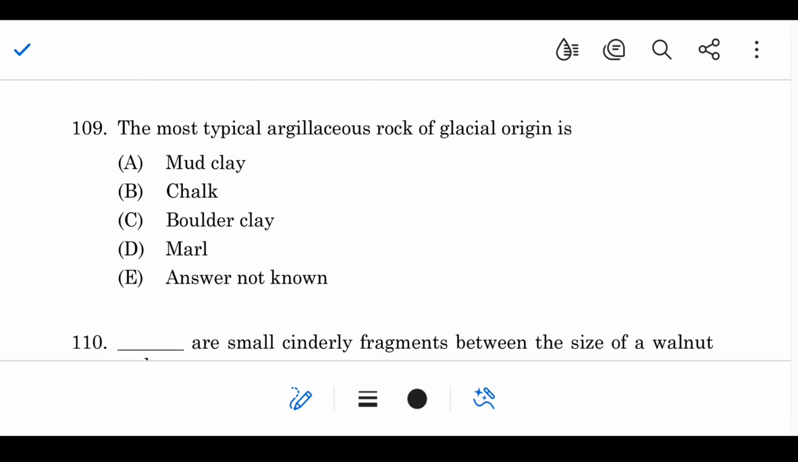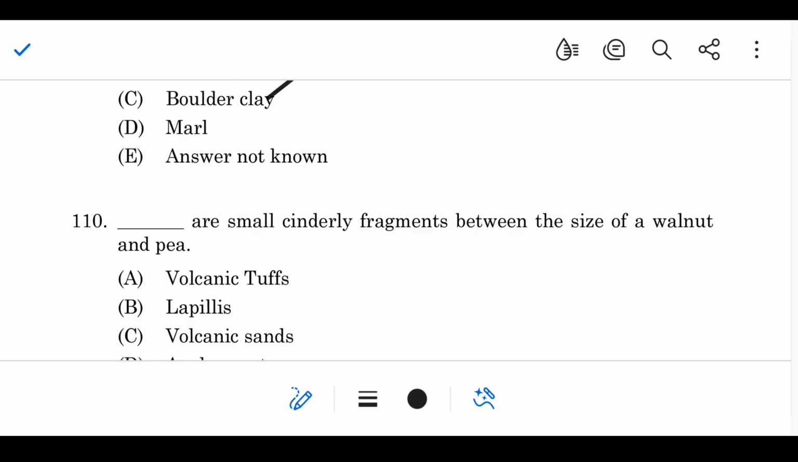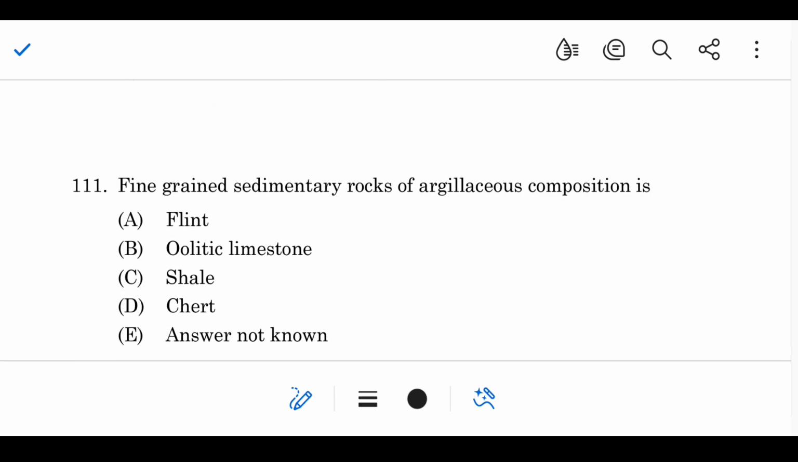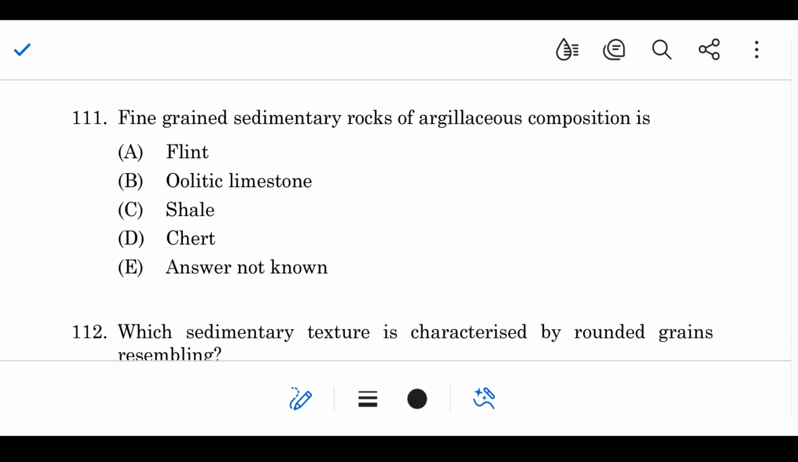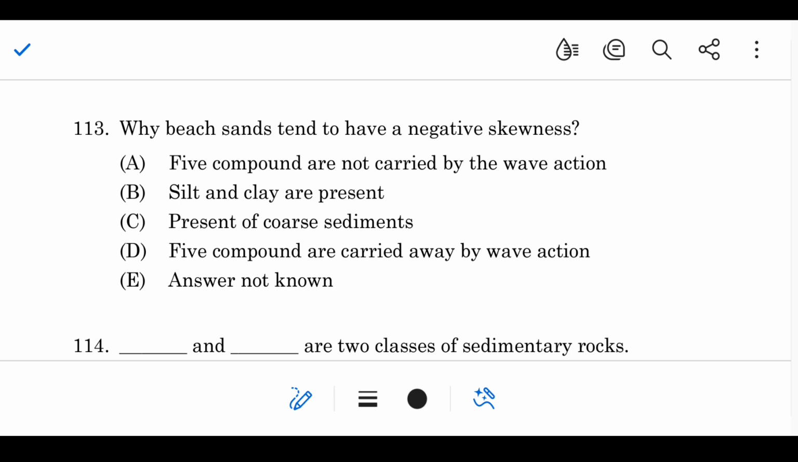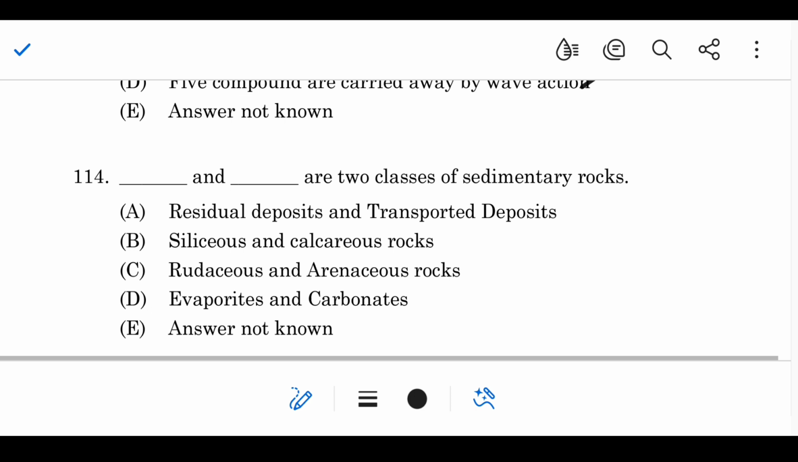The most typical argillaceous rock of glacial origin is boulder clay. 110th question. Ash or small cinder fragment between the size of walnut and pea is lapilli. 111th, fine grained sedimentary rock of argillaceous composition is shale. Which sedimentary texture is characterized by rounded grains resembling oolitic? Why does beach sand tend to have negative skewness? Due to fine components carried away by wave action.